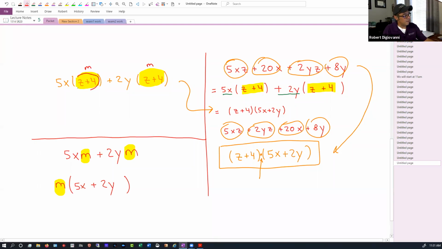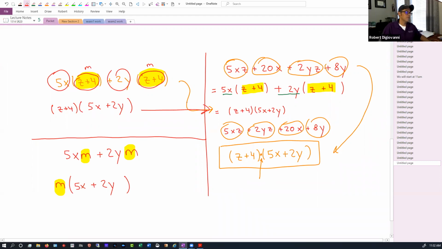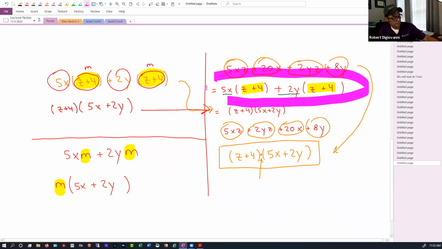If I pull that out front, it would be z plus 4. And then what I would have in parentheses after would be whatever's left, which would be the 5x plus 2y. And that is why it turns into that. So if you understand that, great. If you don't, don't worry about it. You can just follow the process without thinking too much about why. But you are actually just factoring. That's how this line here turns into that one there. It's just a factoring step.